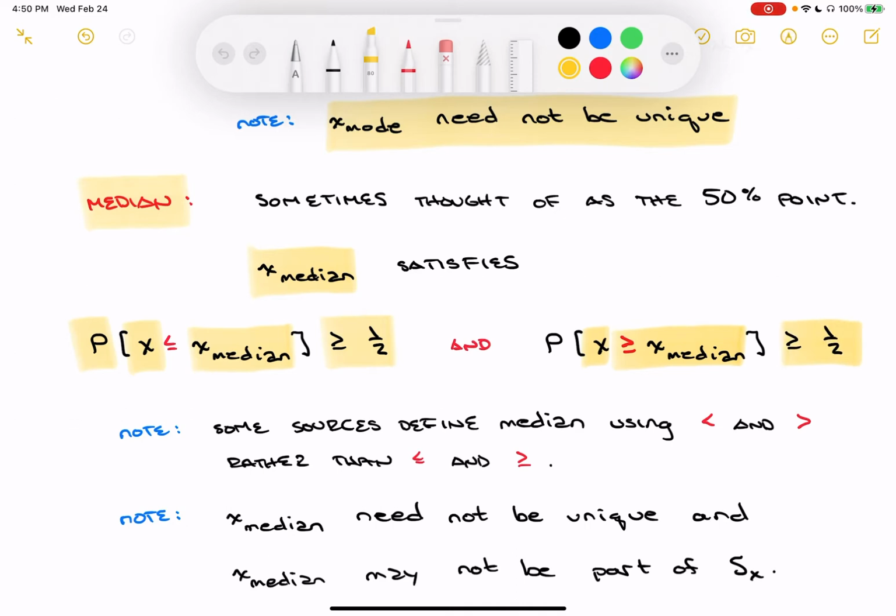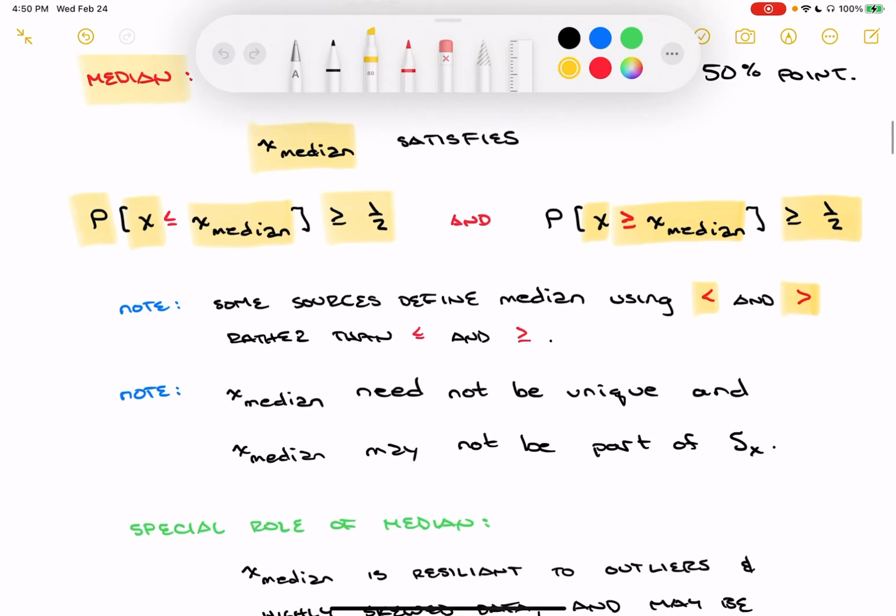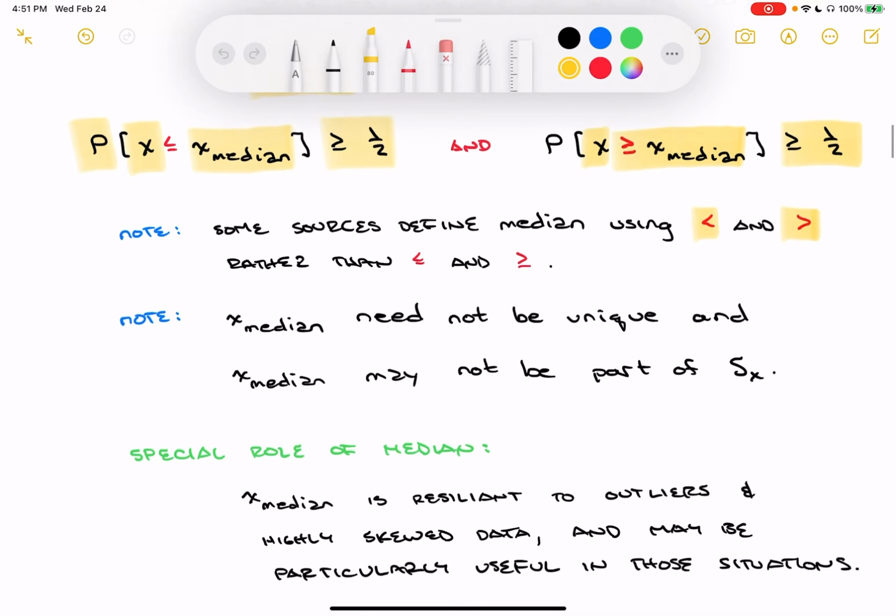Some sources define median using strictly less than or strictly greater than rather than less than or equal or greater than or equal. That's okay. You just need to know what your definition is and use it. It can make a little difference in what the values coming out for median might be. I would also note that much like the mode, the median need not be unique. And the median may not even be a part of the range space of our random variable x. Again, we will take a look at some examples of this and talk a little bit more about how they might be computed and how they compare to the other ones.